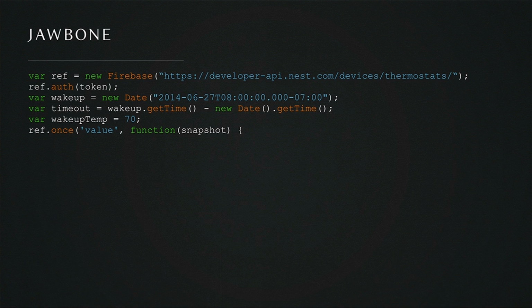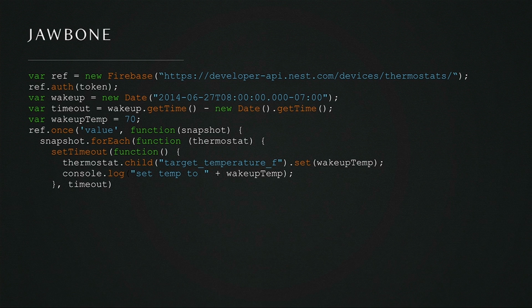So Firebase also allows you to just get data once and process it. This won't be called every time data changes. This is just called the first time. And this shows how you would walk through all the thermostats in a structure. So for each thermostat, set a timeout to change the target temperature at the time I'm going to wake up. Pretty straightforward.